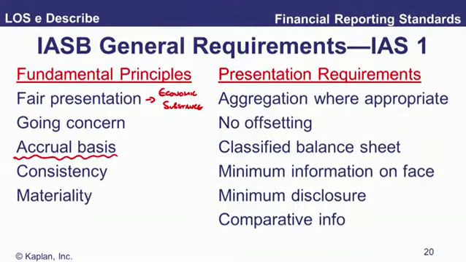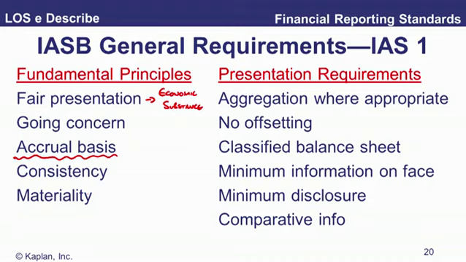We see that in particular in level 1 with deferred tax assets and liabilities. We might have both a deferred tax asset and a deferred tax liability. We're not allowed to net the two together. We're going to see that we have a classified balance sheet. Items are going to be classified by type and also by timing.